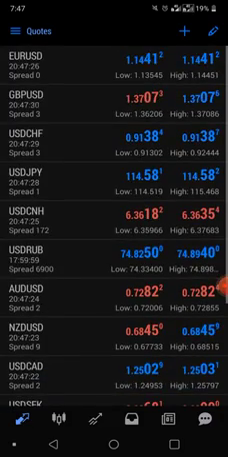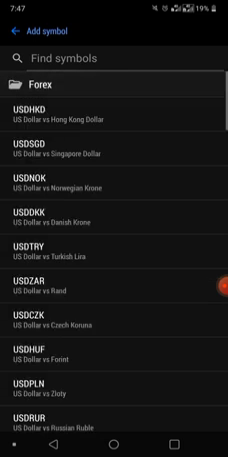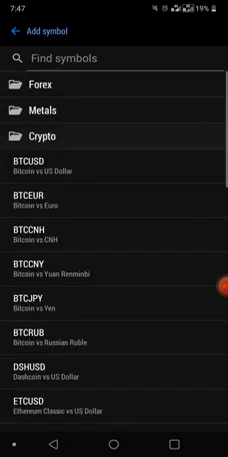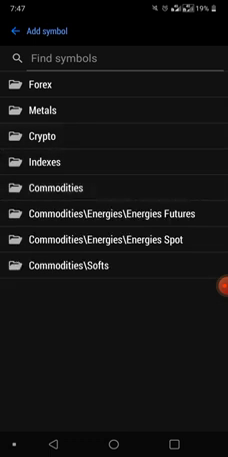When you want to add a currency pair, at the top of your screen there is a plus. You click the plus and then you pick the kind of pair you want, because under Forex we trade Forex pairs, we trade metals like gold, we trade crypto like BTC, we trade indices, we trade commodities and a lot of things. But I'm going to limit you to Forex.